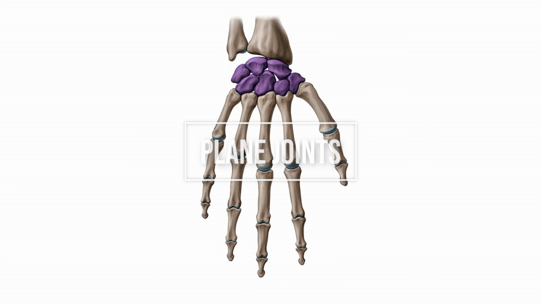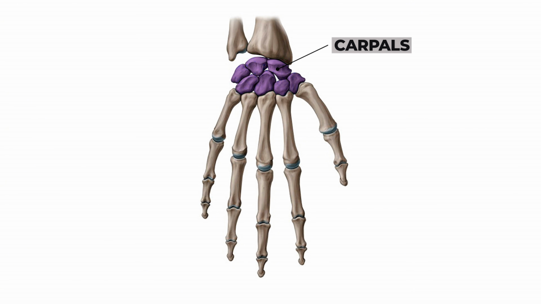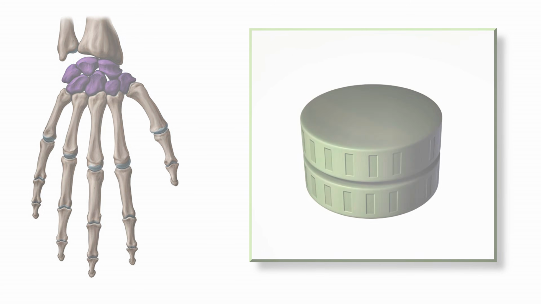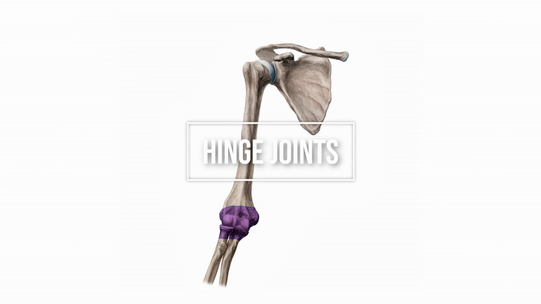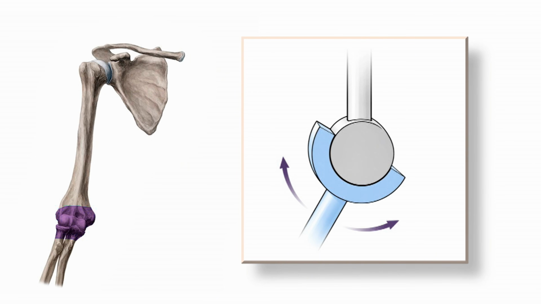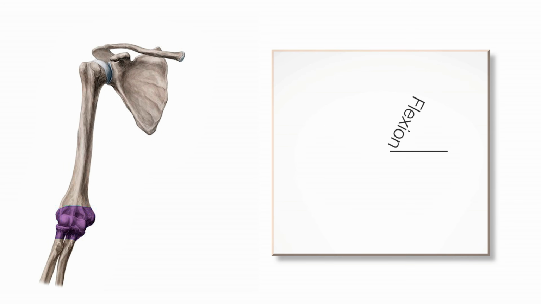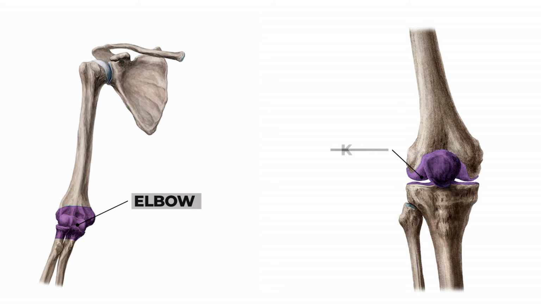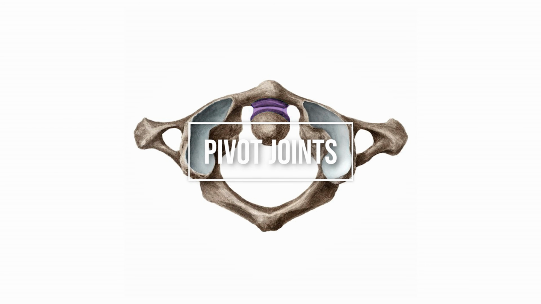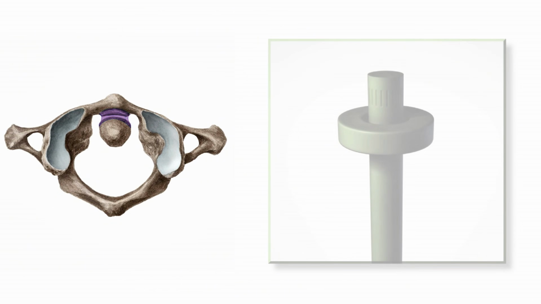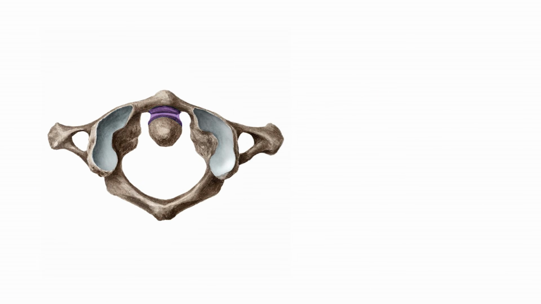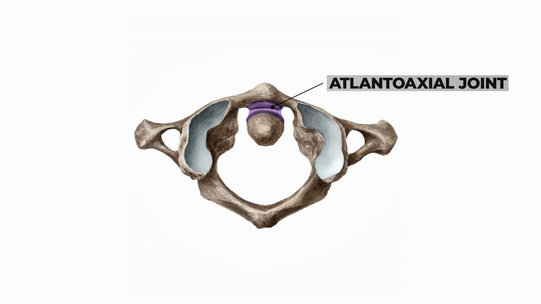Plane joints. These joints are present between the carpals in our wrist. In these joints, we see a gliding motion. Hinge joint. Hinge joints are joints that move on a single axis and perform flexion and extension movements. Examples of these joints include the elbow and knee joints. Pivot joints. Pivot joints can also only move on a single axis, but their movement is a rotatory movement. An example of a pivot joint is the atlantoaxial joint present in our neck.